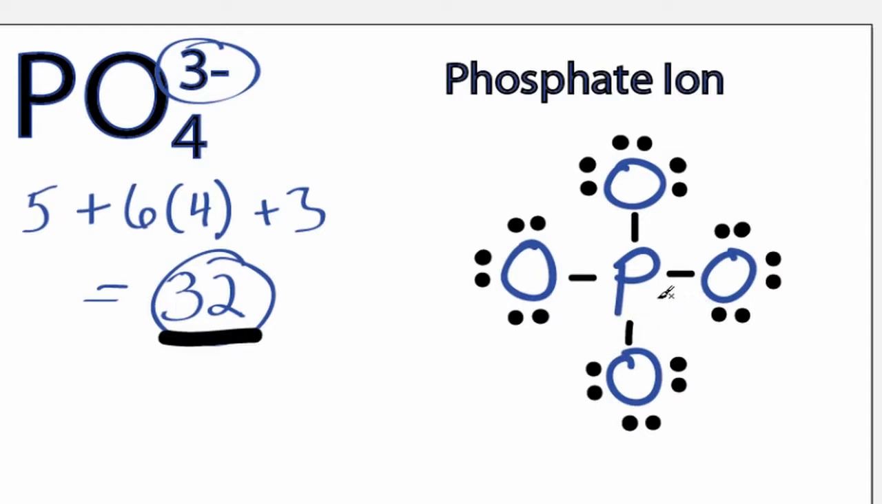Each of the atoms has an octet, and it really feels like we're done with this one. But phosphorus is in period 3. It can hold more than 8 valence electrons. So let's check our formal charges to see if this is the best structure.